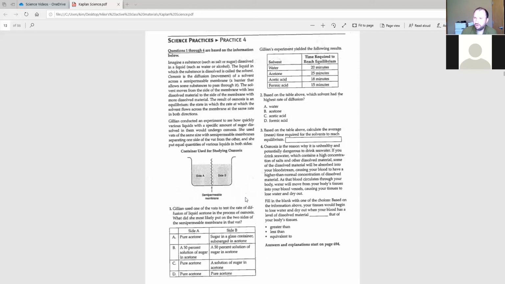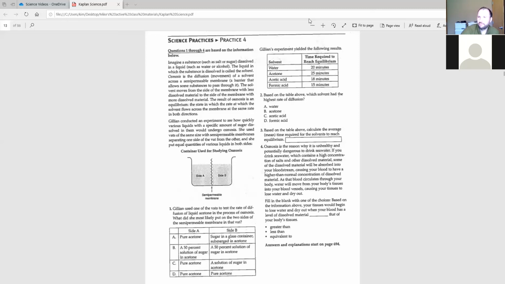So even though we don't have a great idea, maybe, of what this question is asking, and even what the paragraph is telling us, if we can figure enough out to eliminate, first of all, D and B, and then read A and think, this doesn't make sense. Why would we want sugar in a glass container submerged in acetone? You want to know how the sugar will dissolve in the acetone. So to do that, we want to have C, a solution of sugar in acetone. Okay? All right. Hopefully that kind of makes sense.